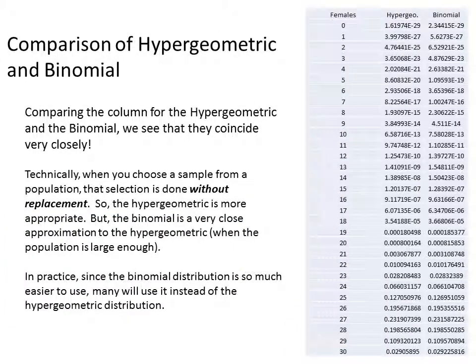Now, as you can see from this chart, and as you could see from the answers that we got in the last problem, the hypergeometric and the binomial distribution are very close, at least in this situation. Technically, when you choose a sample from a population, that selection is done without replacement. So the hypergeometric is more appropriate. But the binomial, in many cases, is so close to the hypergeometric that you can use that if you'd like. And in practice, the binomial distribution is a little bit easier to use. And so many people simply use that instead of the hypergeometric distribution.